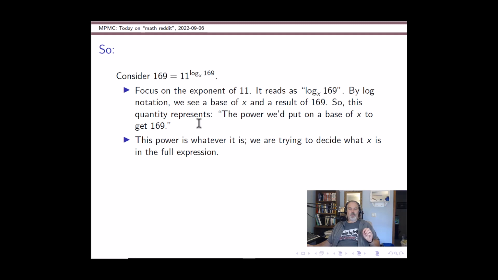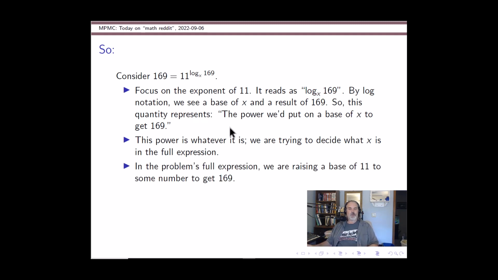Now, we aren't trying to figure out what that power is. Okay, that's not the point of the problem. We're trying to solve for x. We want to know what number would go right there in the base of the logarithm to make this whole thing become true. So we're trying to decide what x is. We have a quantity right here that says this quantity is the exponent we put on the mystery number x to get 169.